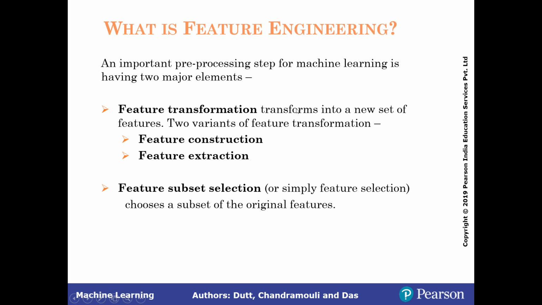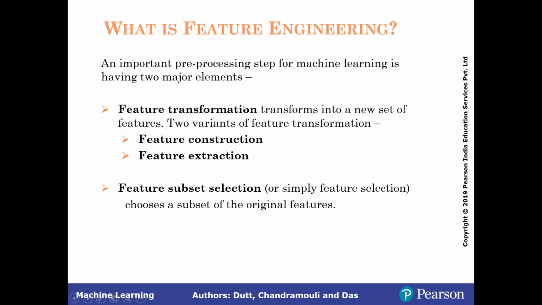Again, in feature engineering, there are two types: feature transformation and feature subset selection. By the name itself, you can understand that in the first, you are going to transform data from one format to some different format. And in the second, you are going to select only some part of the data. So we will see them one by one.